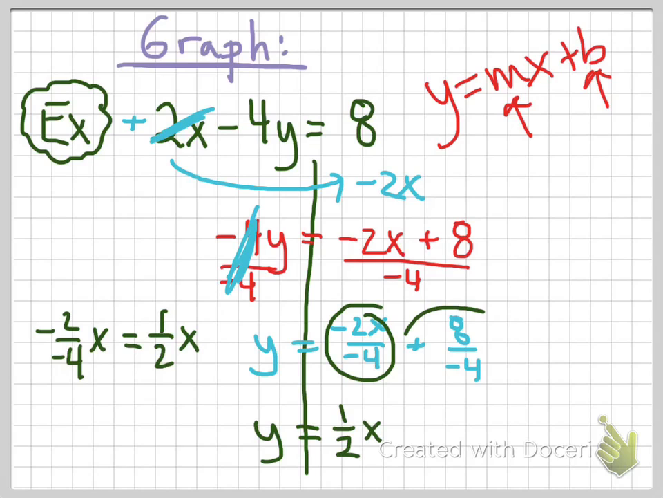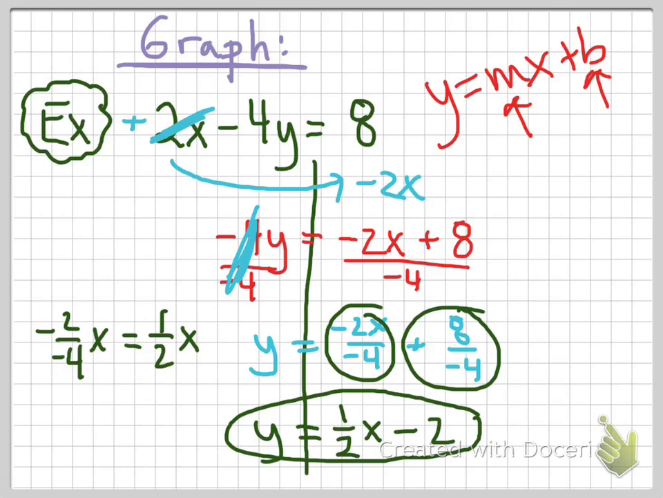And then 8 divided by negative 4 is a negative 2. So I'm going to say I have y equals 1/2 x minus 2. And I'm going to let that be my answer. Now I'm feeling comfortable about it. y equals 1/2 x minus 2. I know how to graph that out of my head pretty quickly.